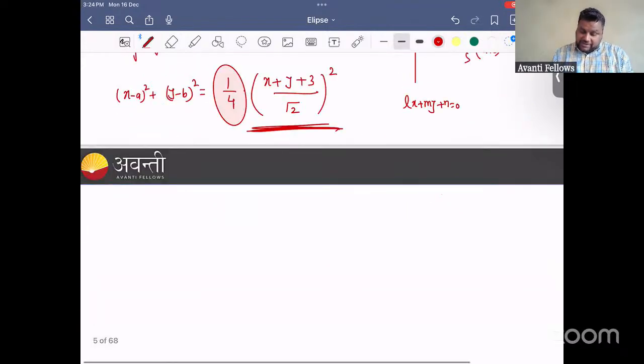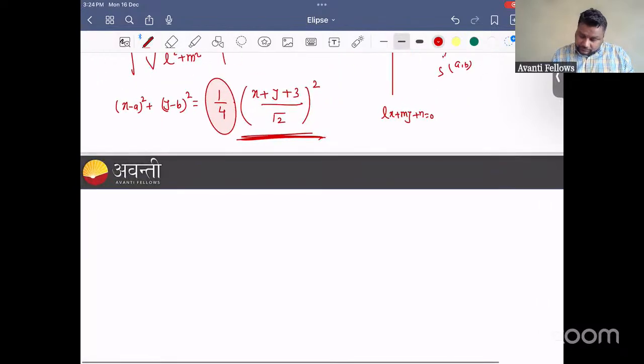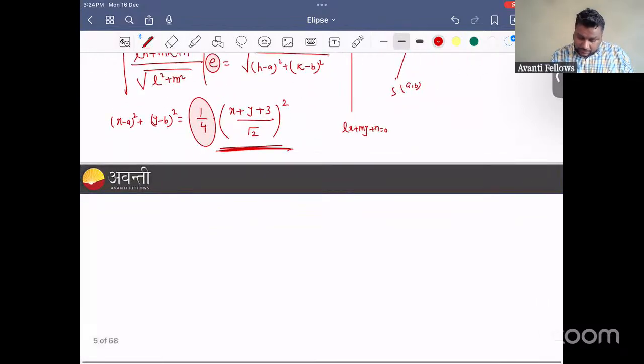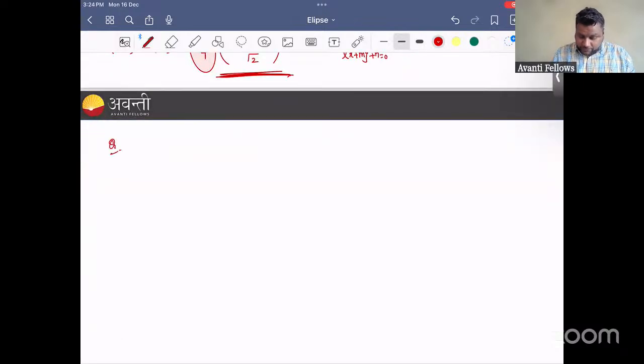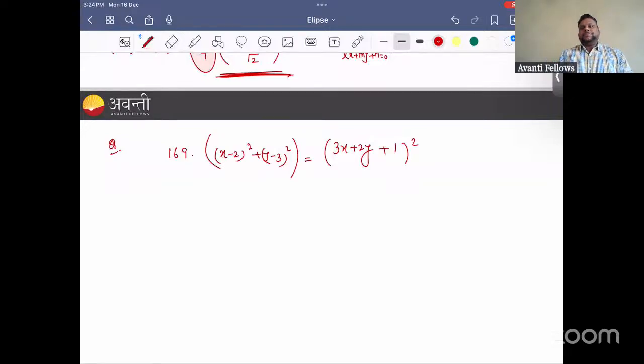Now one simple question if I ask you: 169 times (x minus 2) square plus (y minus 3) square is equal to (3x plus 2y plus 1) whole square. Like this. Now they are asking you, what is the locus of this point? And if it is a conic, what is the eccentricity of this conic?